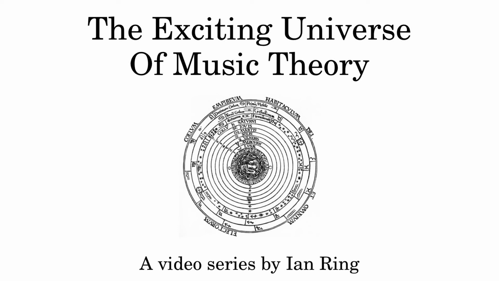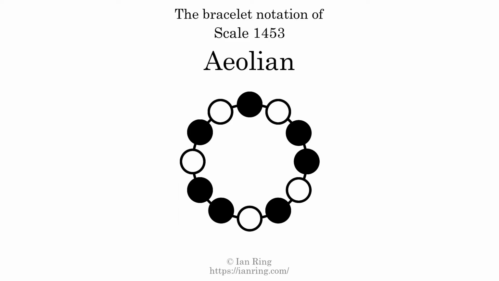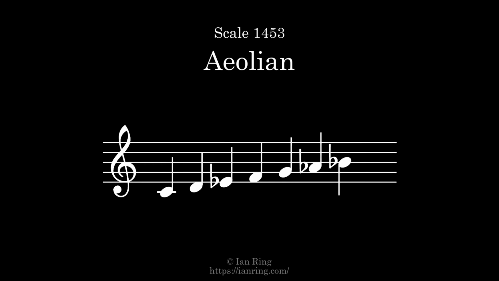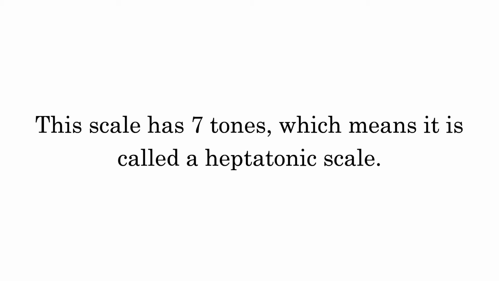Welcome to the exciting universe of music theory. Are you ready to learn? Then let's begin. Today we will talk about scale 1453, Aeolian, which sounds like this. This scale has 7 tones, which means it is called a heptatonic scale.